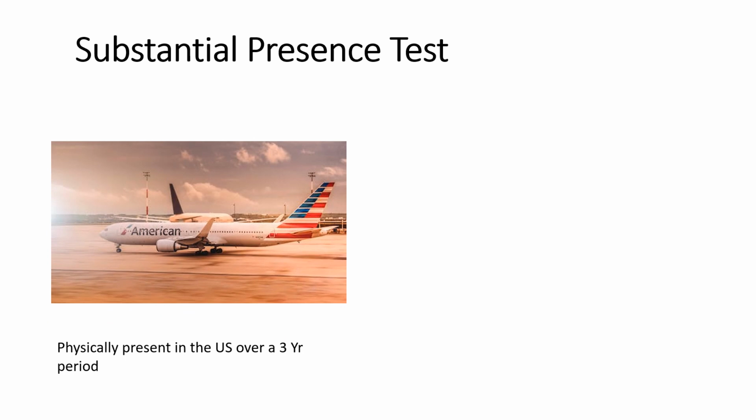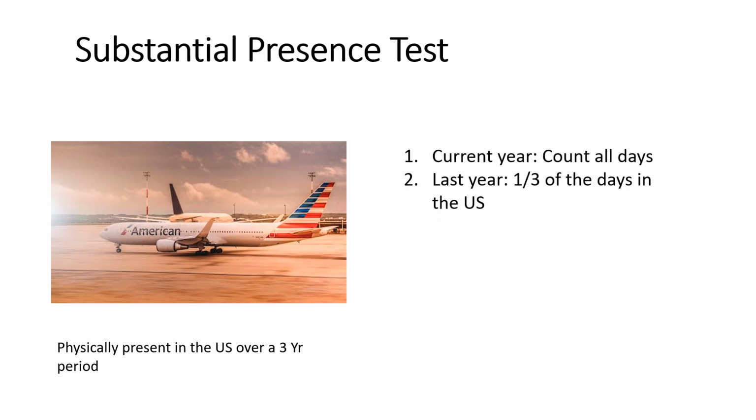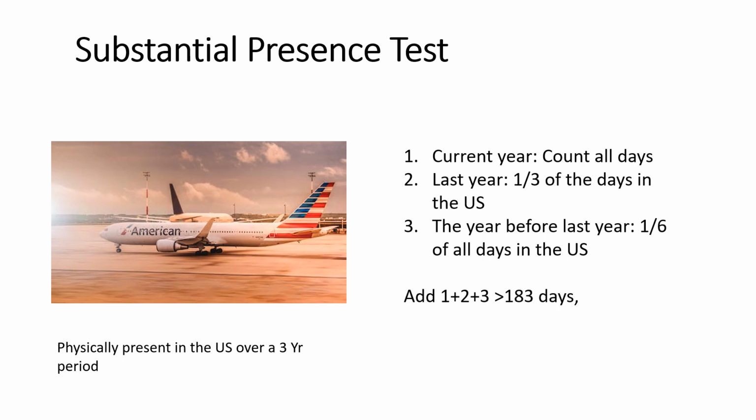While the test looks at the number of days you have been physically present in the United States over a 3-year period, it's not just a straight-up count, though. Certain days count more than others. For example, days from the current year count fully, days from the previous year count as 1/3, and days from 2 years ago count as 1/6. Then add up all the days for 3 years. If it is over 183 days, you are considered a U.S. resident for tax purposes, even though you just have a visa.